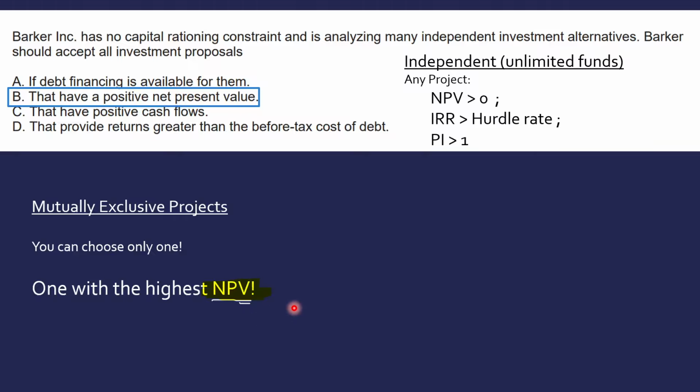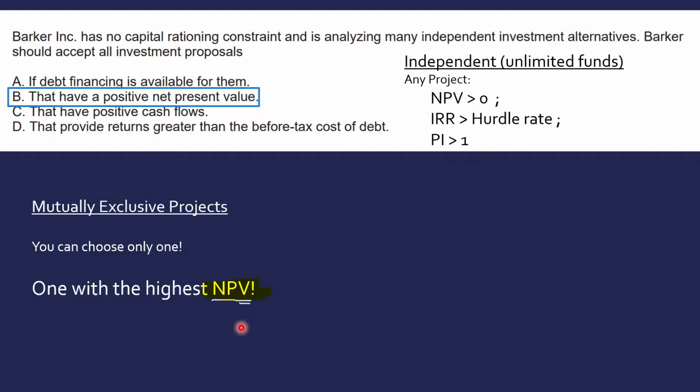Remember that our goal in financial management, which is to be discussed in some future time, our goal is to maximize shareholders' wealth. Okay? What's our goal? Maximize shareholders' wealth. What is shareholders' wealth? Shareholders' value. So piliin natin yung project na may mataas na net present value kasi yung priority natin is to maximize shareholders' value. So choose the project with highest NPV.